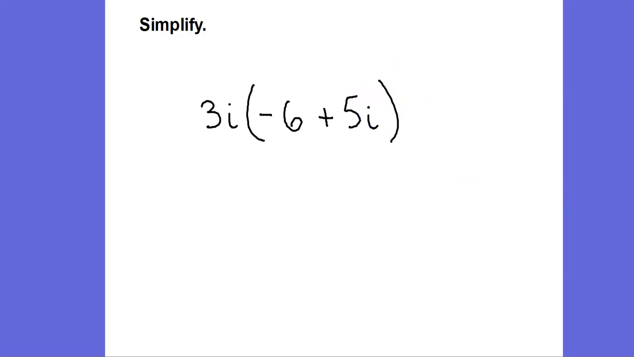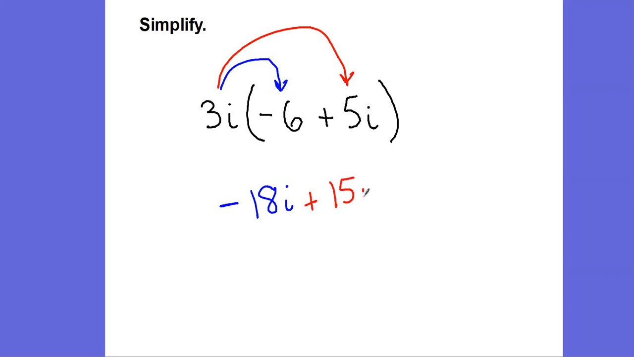See what else we have here. In this one, we have 3i times the quantity -6 plus 5i. So this is our classic distributive property. 3i times -6, that's going to give us -18i. And we have 3i times +5i. That's going to give us positive, so we're going to put plus 15i squared.